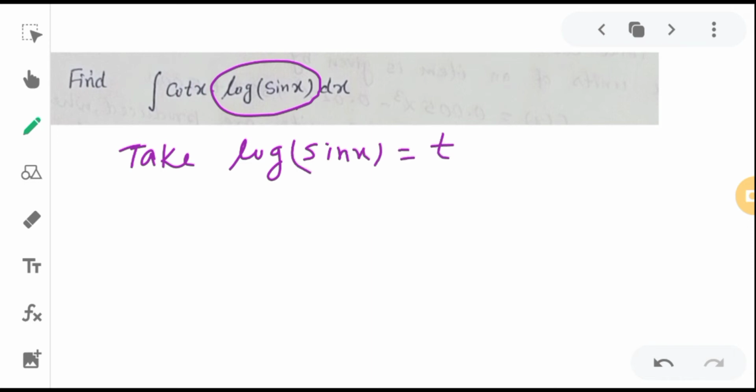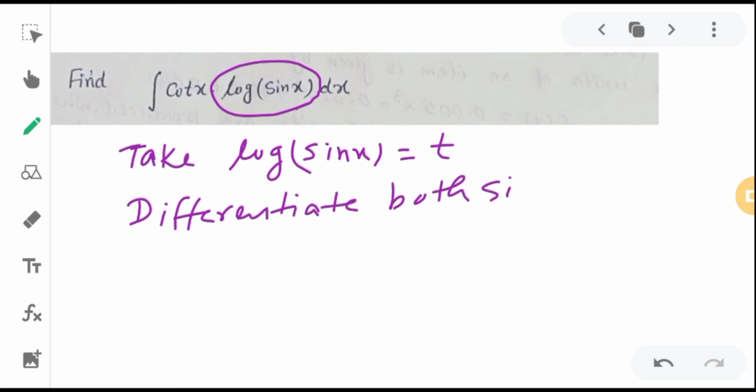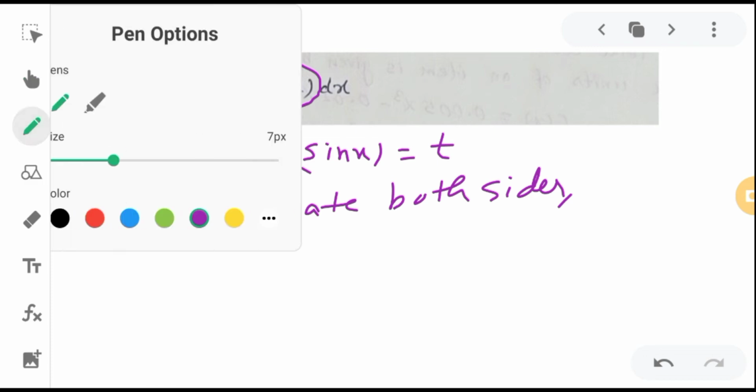Then I will substitute this value as t. Then I have to replace the dx value also. So how will I get the dx? I will get the dx after differentiating this function on both sides. When I differentiate both sides, differentiation of the left side, differentiation of log of sin x, I will use the chain rule I explained in the previous videos.